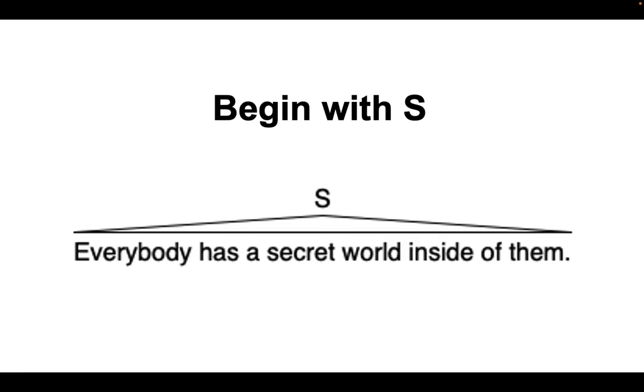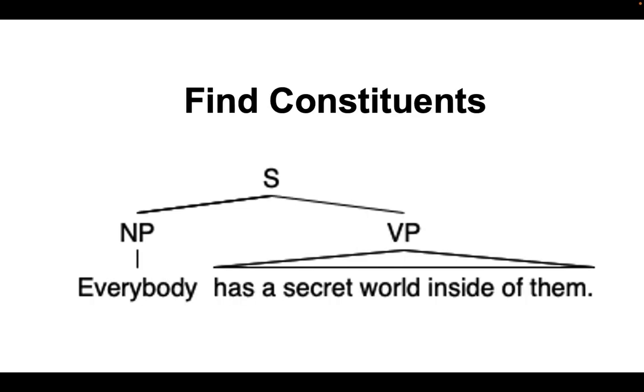All right, so we start with a letter S at the top. And now let's think about the largest constituents that we can divide this sentence into. So we've got everybody has a secret world inside of them. Which parts of this sentence are functioning as a grammatical unit? And so we can divide this sentence into two constituents. And so we're going to have an NP and a VP. That means a noun phrase and a verb phrase.